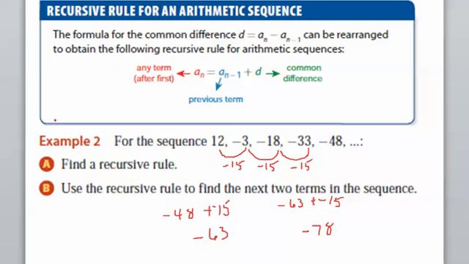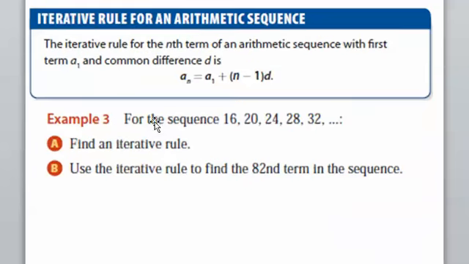Sorry, had to cough. So let's look at this one here. It says using an iterative rule. Well, what they're doing here is they're not using the previous term, they're using the number n, right? So if we got this sequence here, I'm going to find the common difference in this sequence.